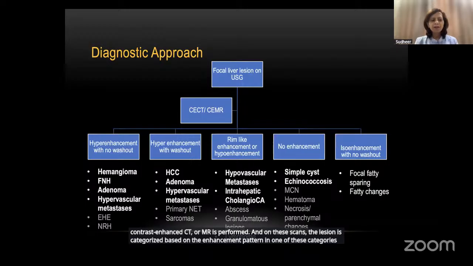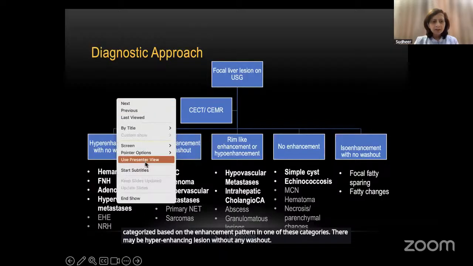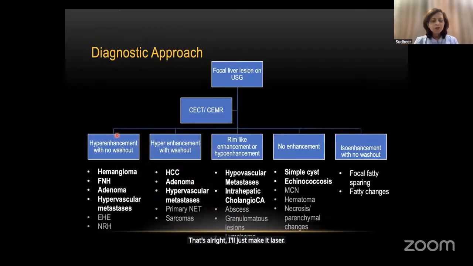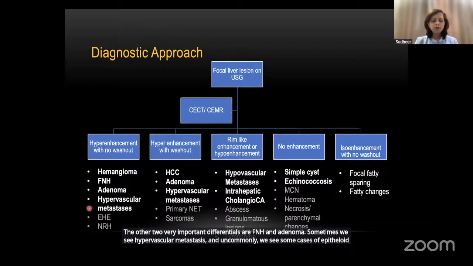There may be a hyper-enhancing lesion without any washout. Just a minute, I'll just make it laser. The most important in this hyper-enhancing lesion without washout is hemangioma, which is very commonly seen. The other two very important differentials are FNH and adenoma. Sometimes we see hypervascular metastasis, and uncommonly we see some cases of epithelioid hemangioendothelioma or nodular regenerative hyperplasia.